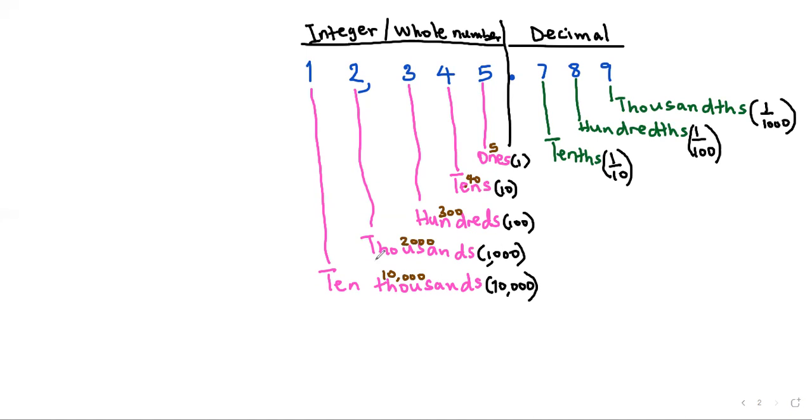Okay. Now, when we go to the part of decimal, the place value of 7 is a tenth. Or I can say that the place value of 7 is 1 out of 10. But the value is 7 out of 10. 7 out of 10 or 0.7. Do you understand that?